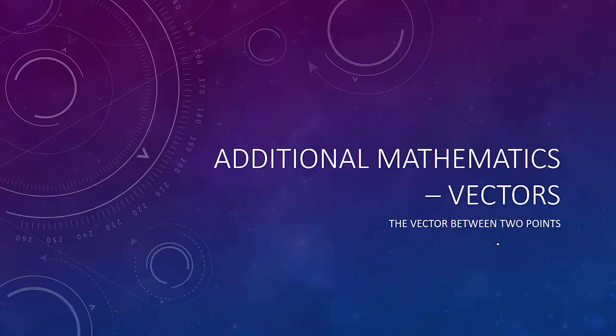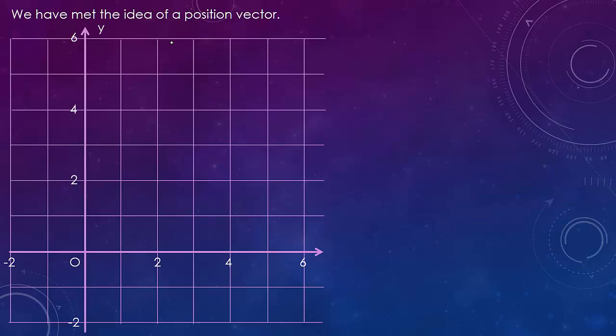The vector between 2 points. We've met this idea before, but we're going to extend it a bit now. We've met the idea of a position vector.